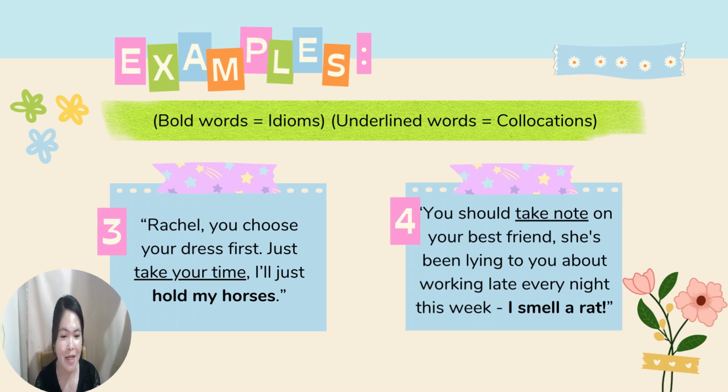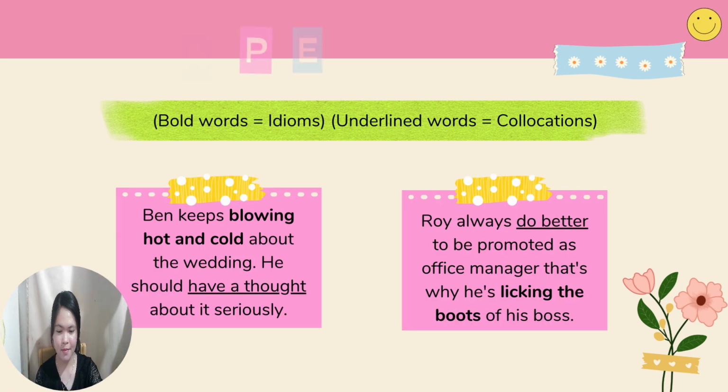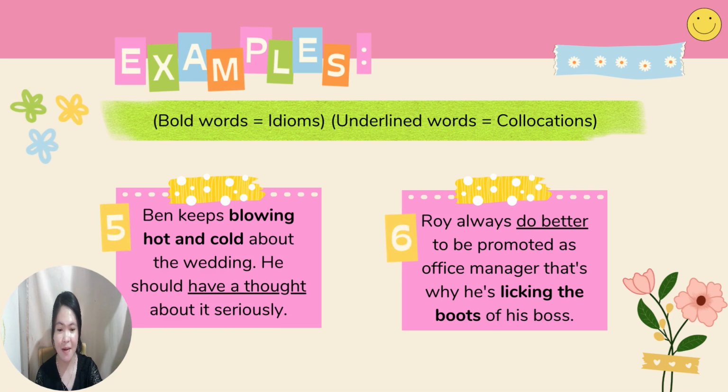So from the collocation take note, you'll have an idea of what smell a rat is. It means betrayal, or there's something wrong going on. So take note means you have to take note of your best friend because there is something wrong going on, and you smell a rat. All right, on to our next example again. And onto our fifth example.